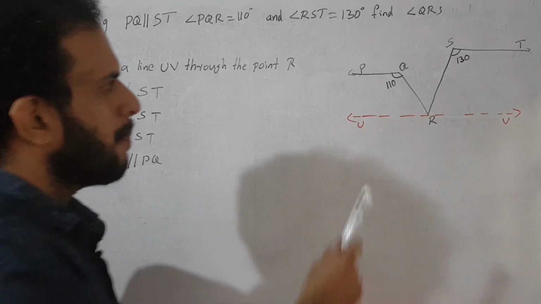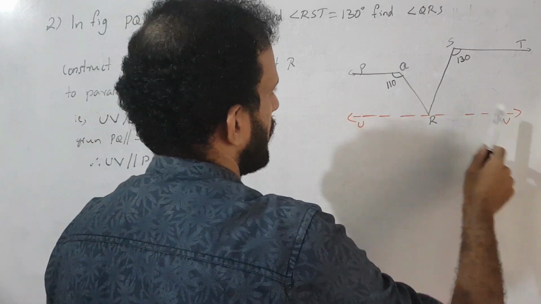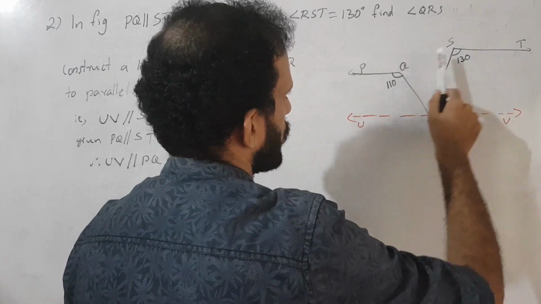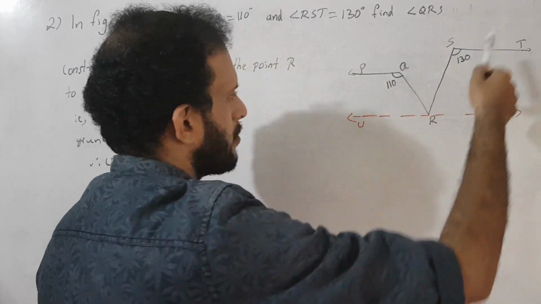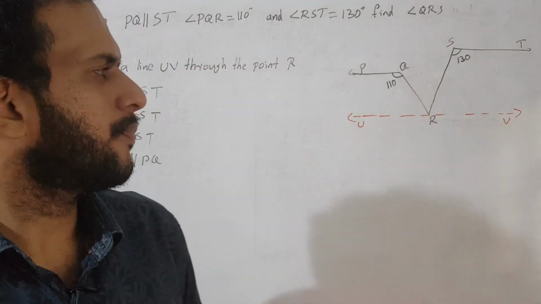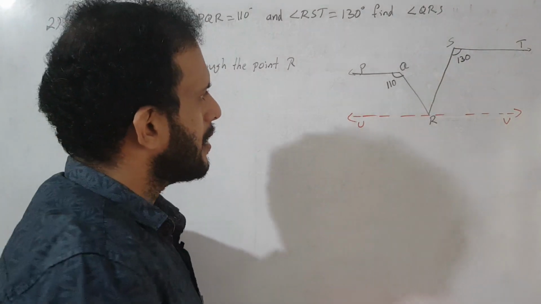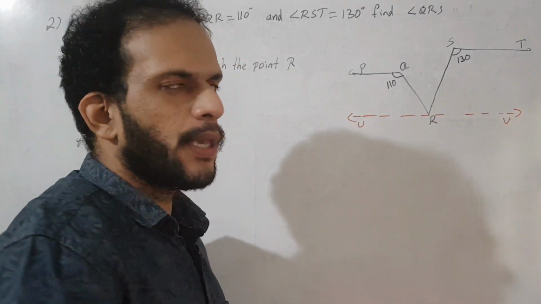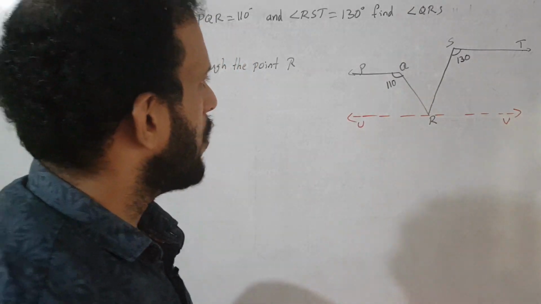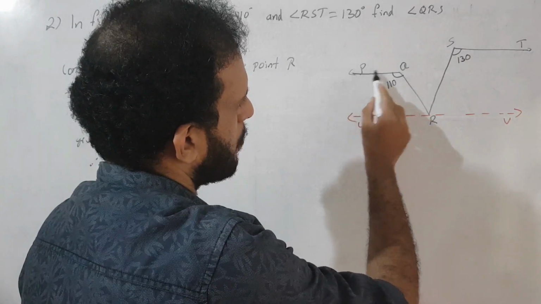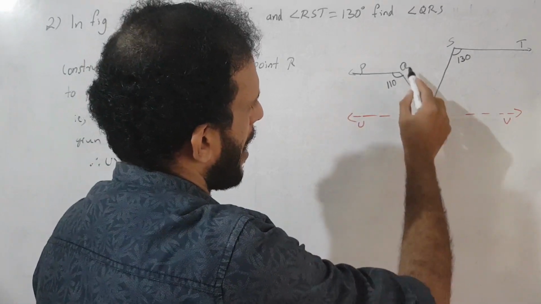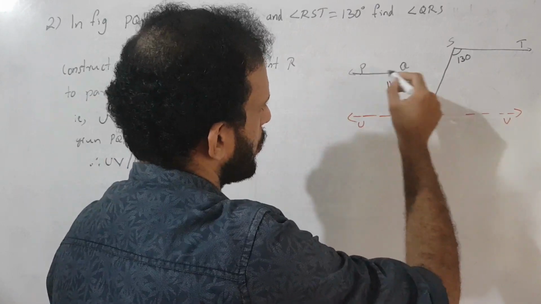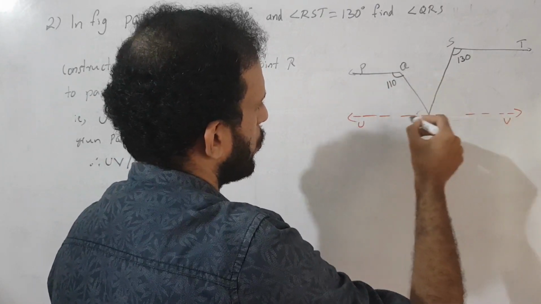Then now we got it. PQ is parallel to UV and UV is parallel to ST and PQ is also parallel to ST. All the lines are parallel to each other. Then now we consider PQ is parallel to UV. Then we get angle PQR and angle QRU.